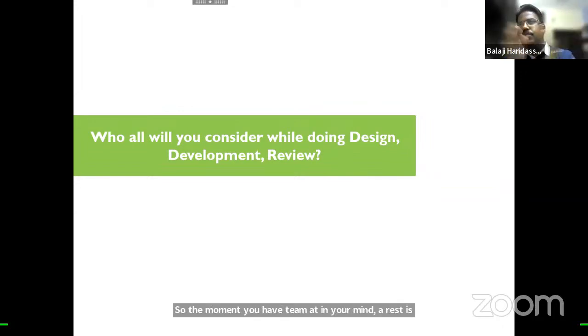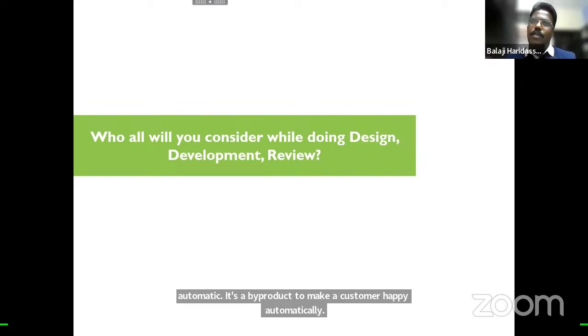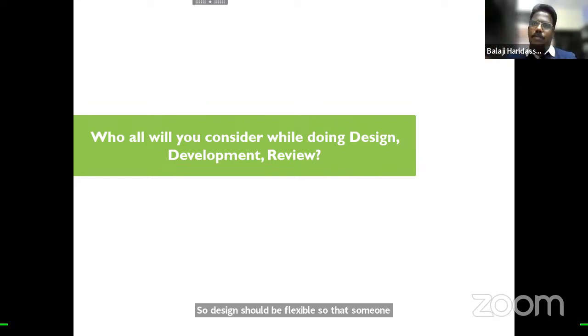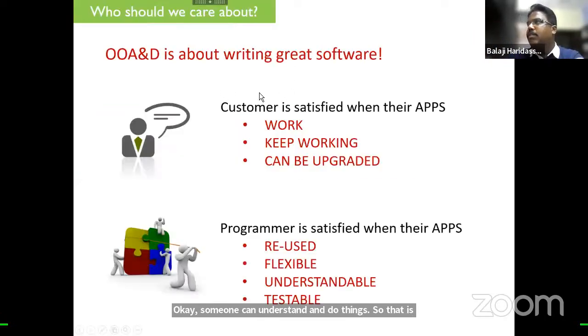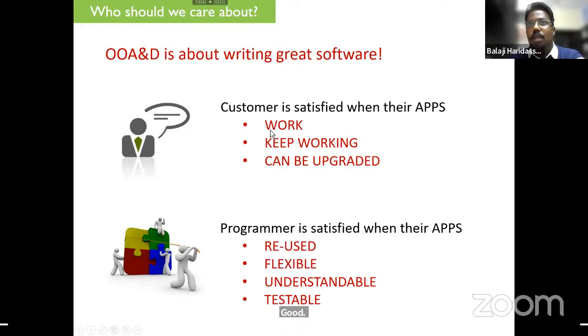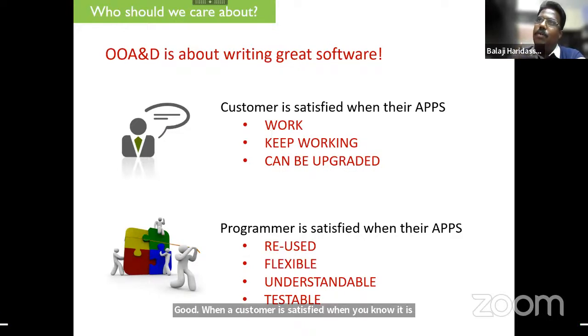So design should be flexible so that someone can easily change it, easily reuse it, quickly develop, and understand and do things. So that is the most important point. OID is about writing great software. Good, when the customer is satisfied, when it is working and keeps working. Let's say I run a functionality for 10 minutes, it works. I run it for 1 hour, it fails. I run it for 24 hours, it fails terribly.